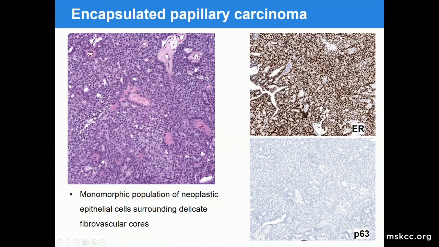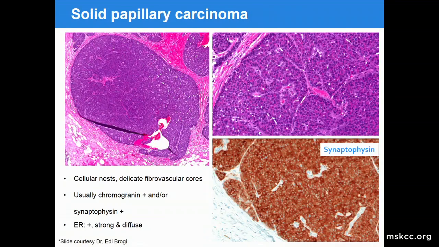When ER-IHC is performed, it shows strong and diffuse staining. And when myoepithelial cell staining is performed, such as P63, you'll generally see absence of staining around the fibrovascular cores, in addition to absence of staining at the periphery of the lesion. So this looks slightly different from the current biopsy that I showed you, but in your papillary lesion differential, solid papillary carcinoma is there. You have these cellular nests of neoplastic epithelial cells and these delicate, almost inconspicuous fibrovascular cores.